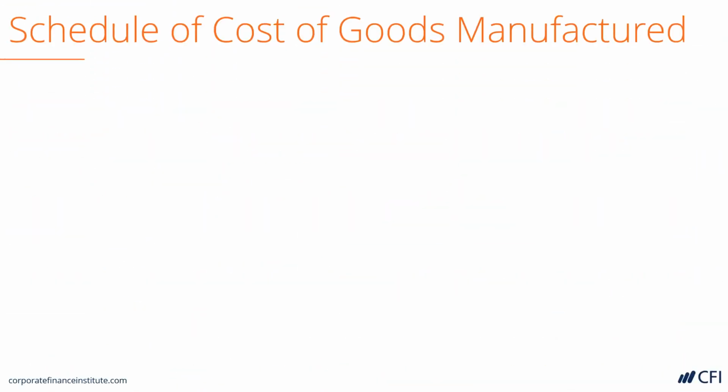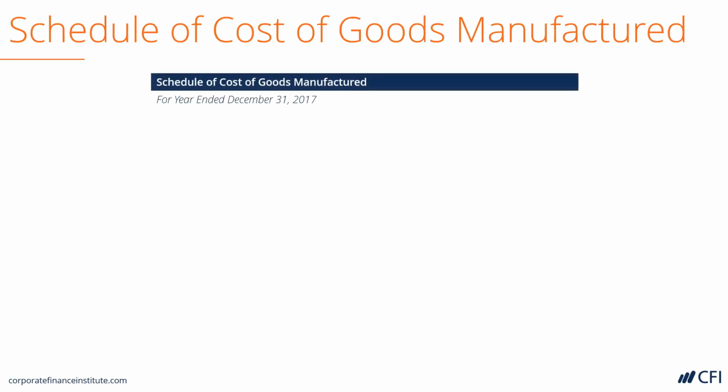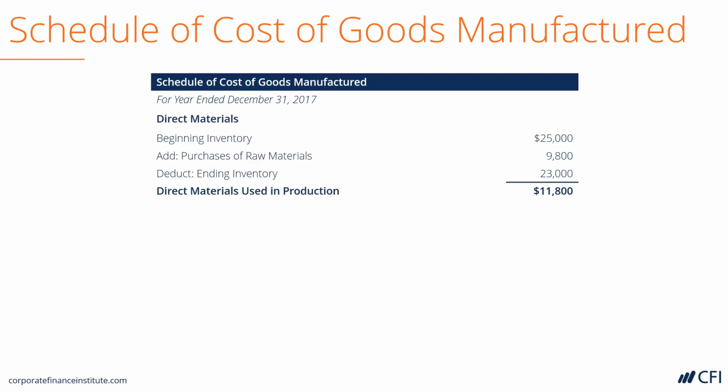Here's a schedule for cost of goods manufactured. A company with a fiscal year end of December 31st has direct materials with a beginning inventory of 25,000. It then purchases 9,800 more raw materials, and we deduct from that the ending inventory of 23,000. So we know that the direct materials used in production is 11,800.